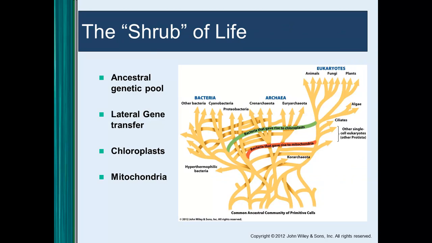Now here you can see a figure from page 252 of your book illustrating the shrub of life. While it's still tree-like at the top, the bottom does not come from a single trunk that arises from a single common ancestor. Instead, it suggests that life probably arose from a large population of many different primitive cells that eventually exchanged and shared their genes via lateral gene transfer. And if you recall, lateral gene transfer is a topic that we've covered in previous chapters.